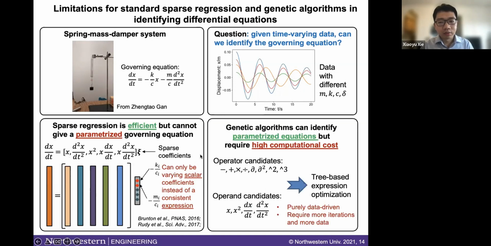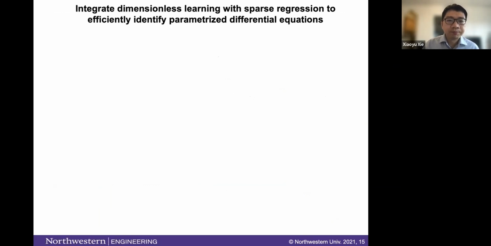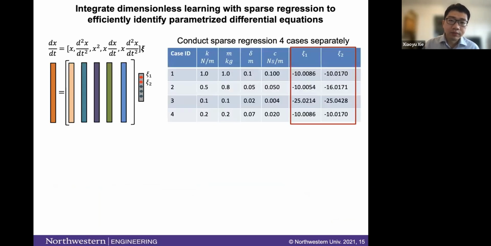Genetic algorithms are a very popular way to solve this kind of problem, because they can go through all the combinations of operator candidates and operand candidates, and can use different approaches to do the optimization. But the problem is that it requires a high computational cost. So how can we find an efficient way to find parametric equations? This is what we try to solve.